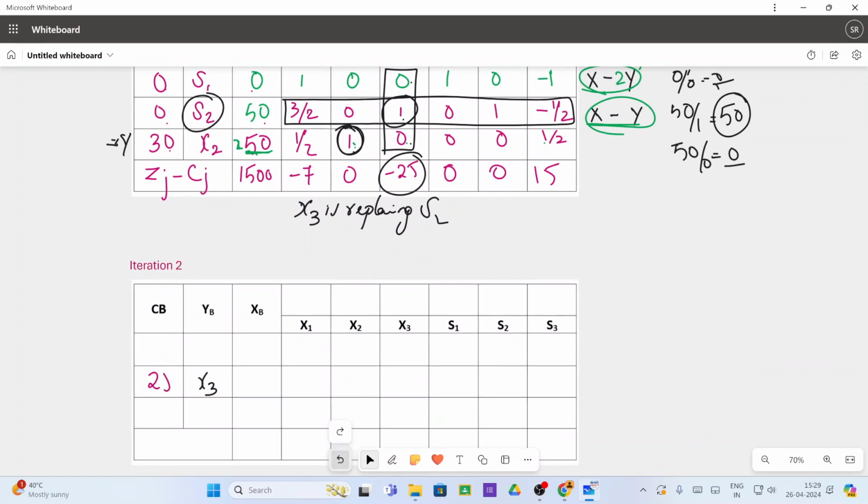So we'll be having 25, and x2 is going to remain the same, so it is x2, and this is going to be 30. And this is going to be s1, and this is 0. As I told you, the other values are going to remain the same because the pivot value is 1 and the other column values are 0. So you just copy down the same table values.